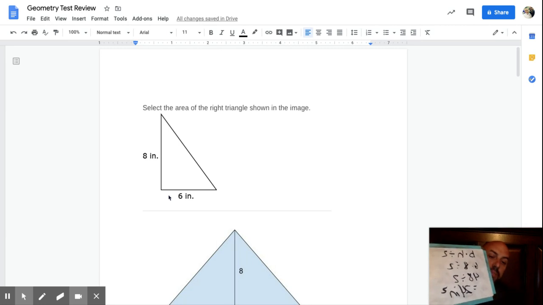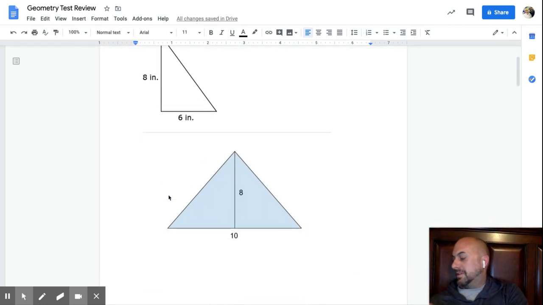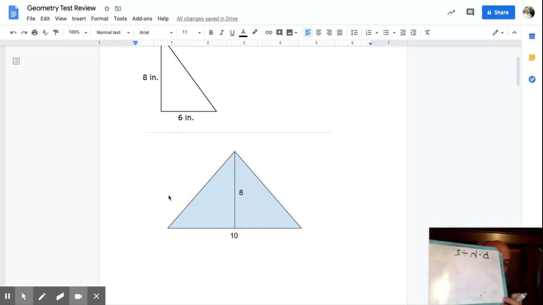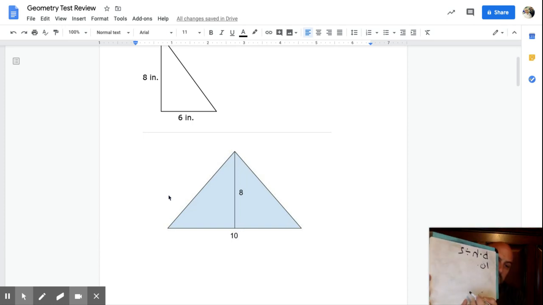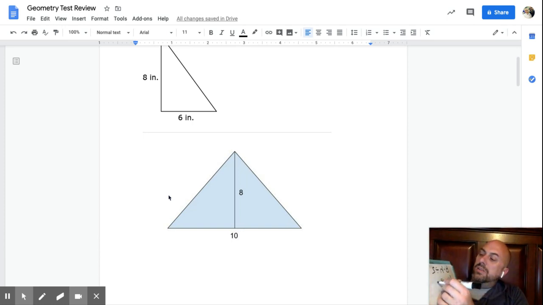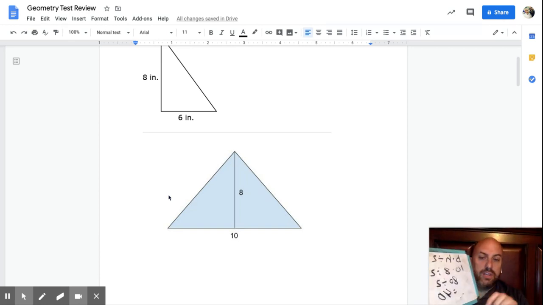That's why they're there. Okay, so when I look at the next triangle, base times height divided by 2. The base is 10, the height is 8, divided by 2. 10 times 8 is 80, divided by 2, 40. 40 units squared, because this is area.